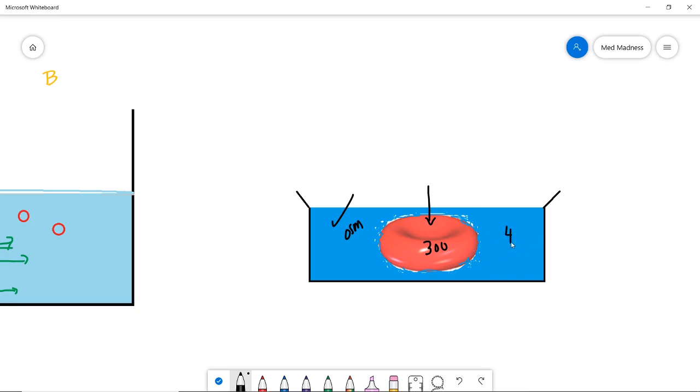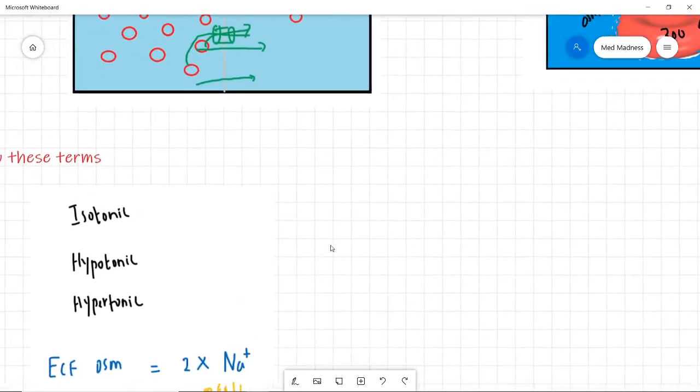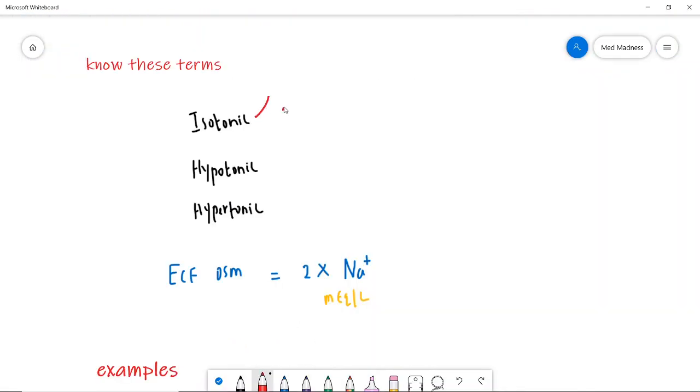Now I make it 400 milliosmoles. Now there is a change in the osmolarity, so the fluid moves. The fluid moves from inside the RBC to outside the RBC and the RBC shrinks. When the fluid is hypotonic, say like 200, fluid moves from outside into the cells and the RBC swells up. We'll see some terms. Isotonic should be approximately equal to 300 milliosmoles. Hypotonic means less than 300. Hypertonic means greater than 300. I hope now you are very clear on this.